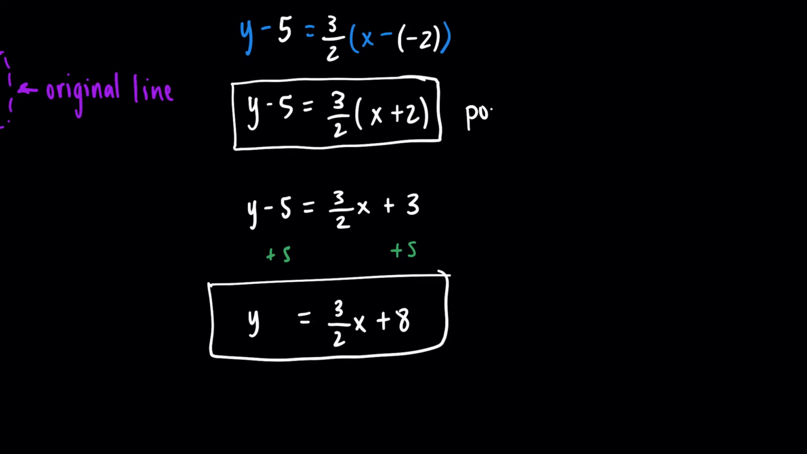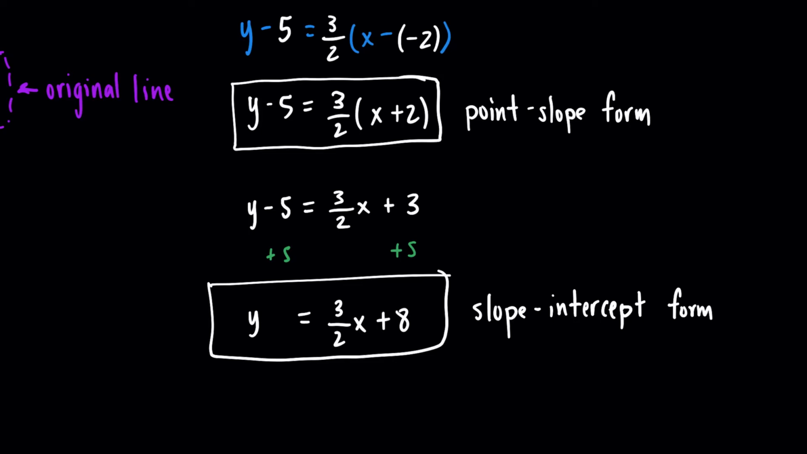Okay, so this right here is going to be our slope-intercept form. So this is our point slope form. And this is our slope-intercept form. Both equally valid. Let's look at another example.